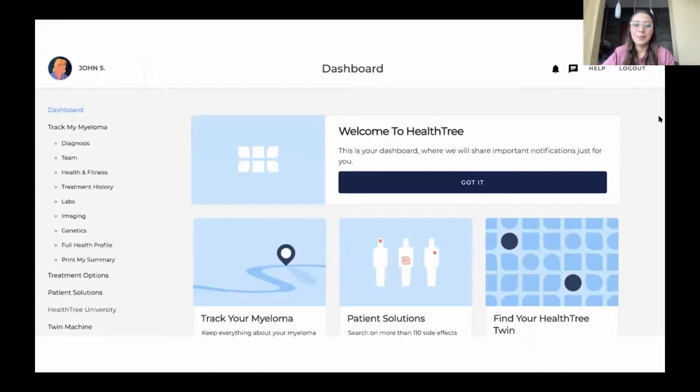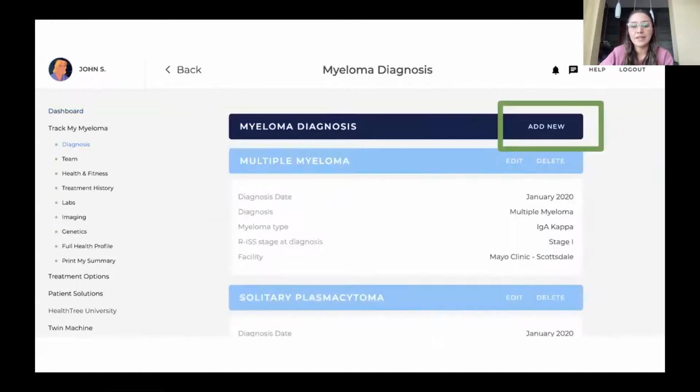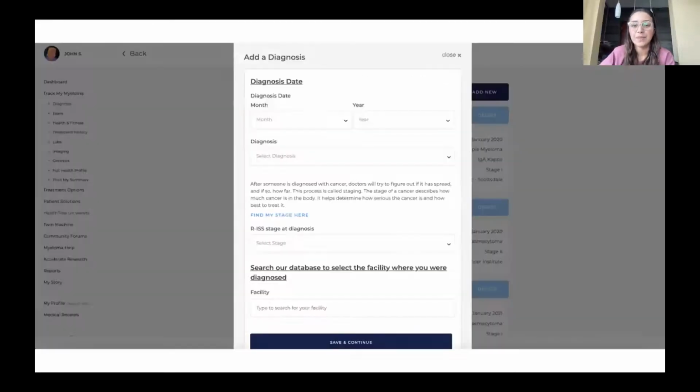We will see an example of how you can get to know which RISS stage you are if you don't know it, but you do have the high-risk values at diagnosis. So here we have our HealthTree dashboard. You would go to diagnosis. This is what you will see. You can add a new diagnosis. This is the path to follow if you want to know your RISS stage. When we click there, we can add our multiple myeloma diagnosis, the month, the year, and the diagnosis. And where it says find my stage here, we will get the calculator.